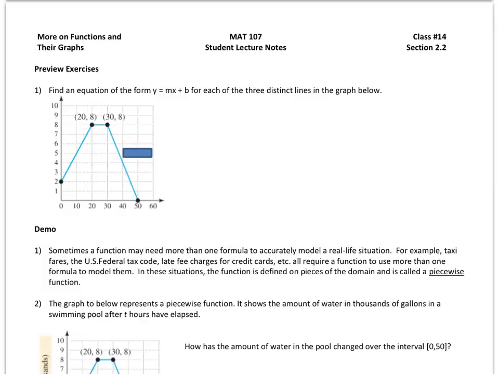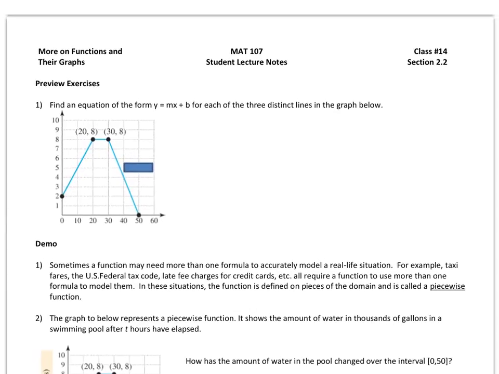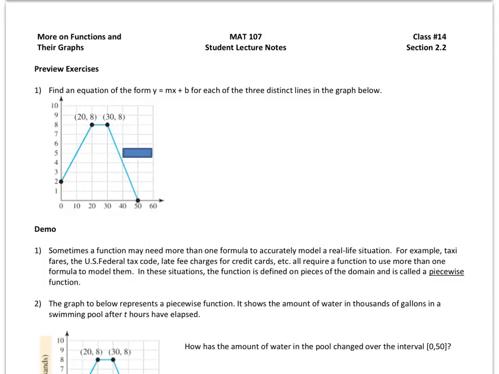Okay, so we're going to start class 14, which is going to continue to talk about functions and their graphs. So here I have what's called a piecewise function, and each piece of this function is a different line. So we've got this piece, and we've got this piece, and then you've got this little piece right in there. So each of those lines has its own equation.